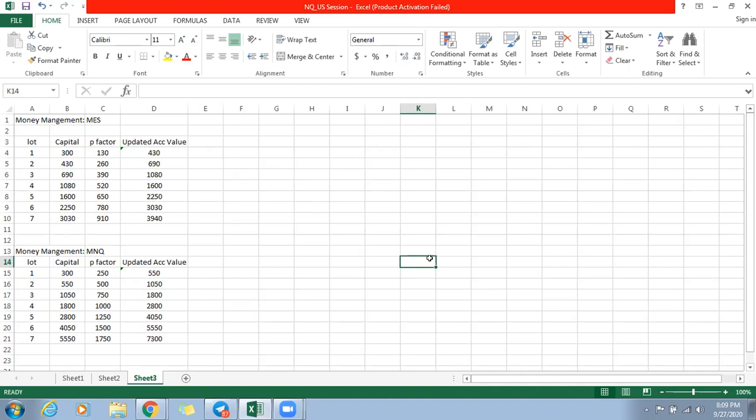Because with Nasdaq 100 price movement, if you can see, it moves down and it moves up and down in the same candlestick very many times.